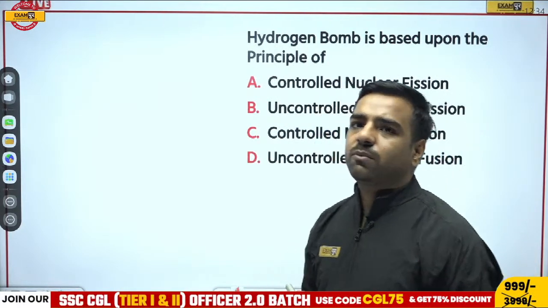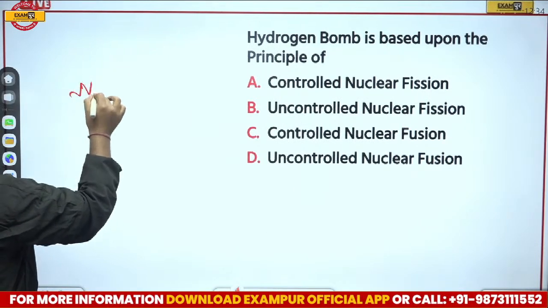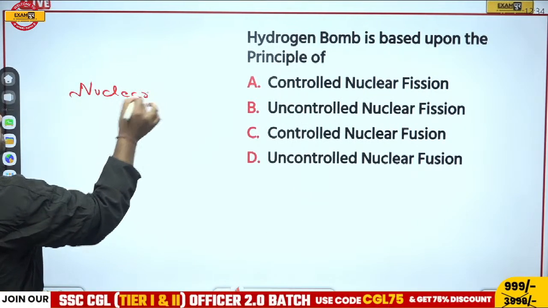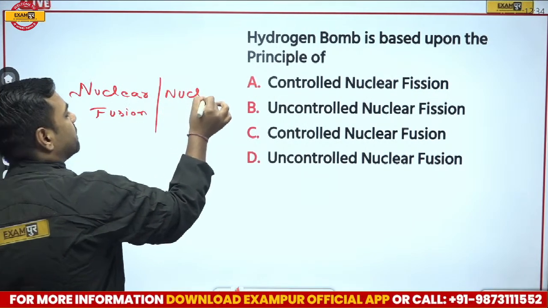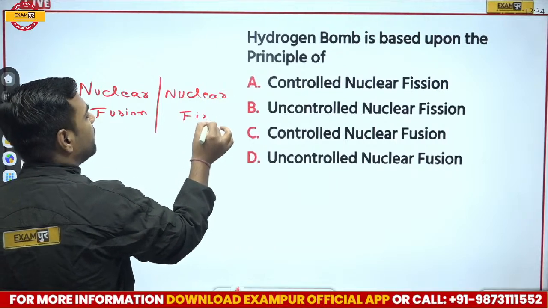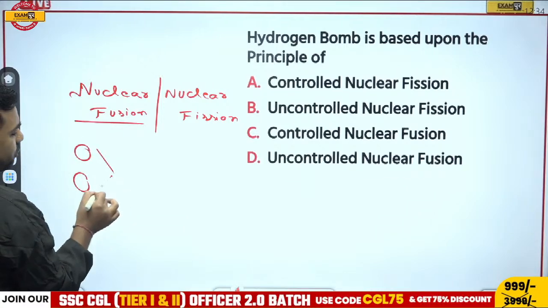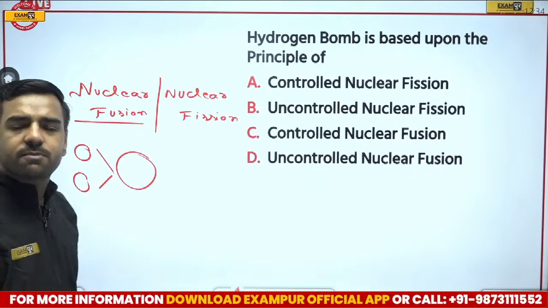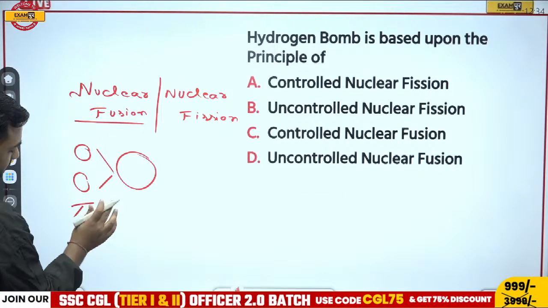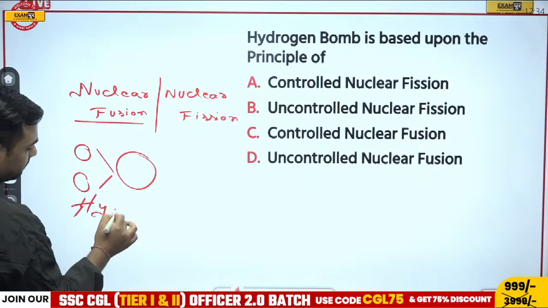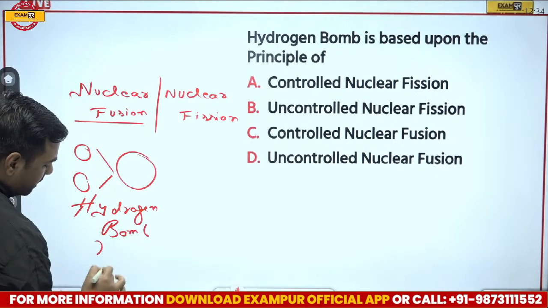If I talk about this hydrogen bomb, there are 2 processes, one is nuclear fusion and another one is nuclear fission. And we are 100% sure. When we talk about fusion, here a combination is taking place of the nuclei. Please remember, one example of nuclear fusion is the hydrogen bomb, and another example is actually your sun.